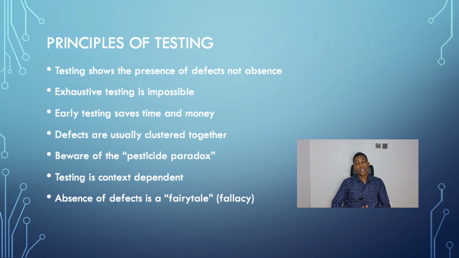Number 1, testing shows the presence of defects, not their absence. Testing is always done to show the presence of defects in a software application. We use testing to discover issues so that they can be fixed before they're deployed to live environments. A live environment means an environment that is accessible to everybody, the users. This enables us to have confidence that the systems are working.